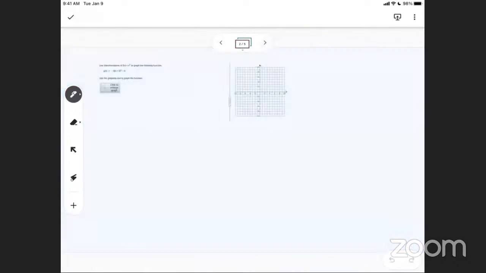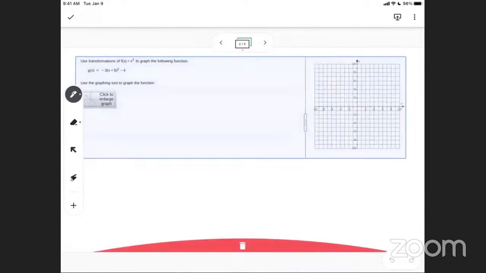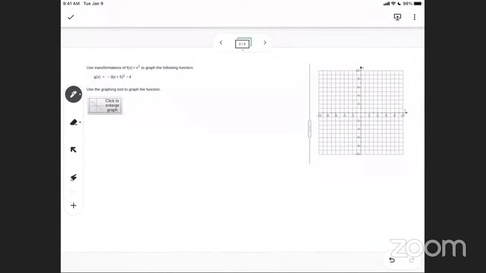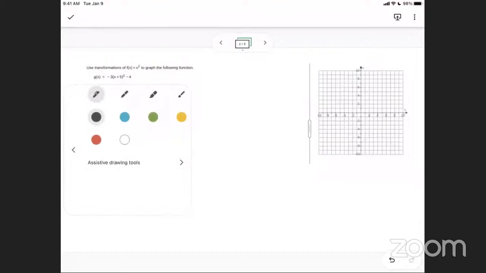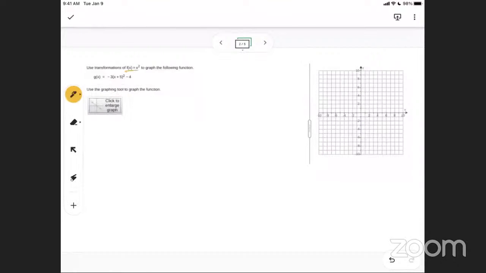Next page. This says to transform x squared into the following functions. All right, so what we're doing here is, I'll go ahead and write them in. We're transforming your original function. I'll do this in yellow, which is x squared. And remember what x squared does. Look over to the graph at the right.